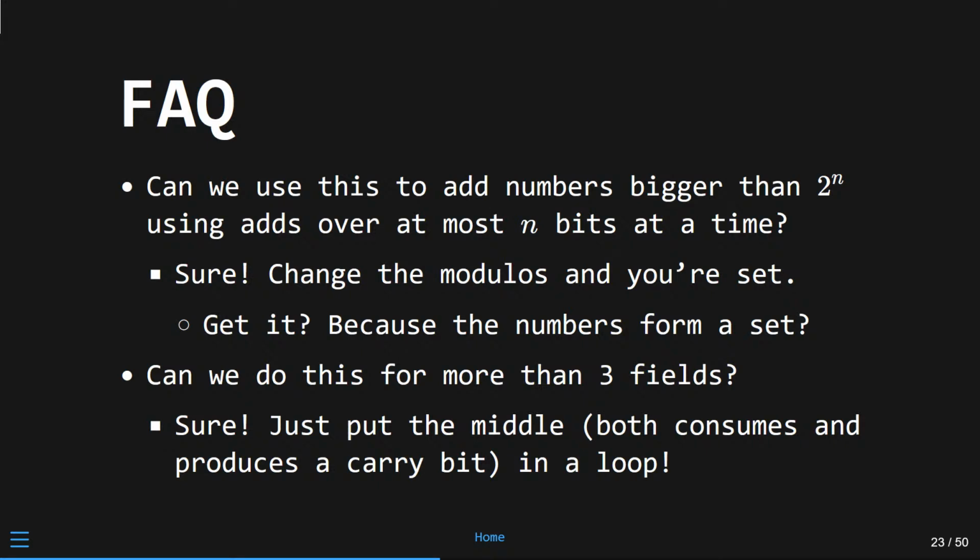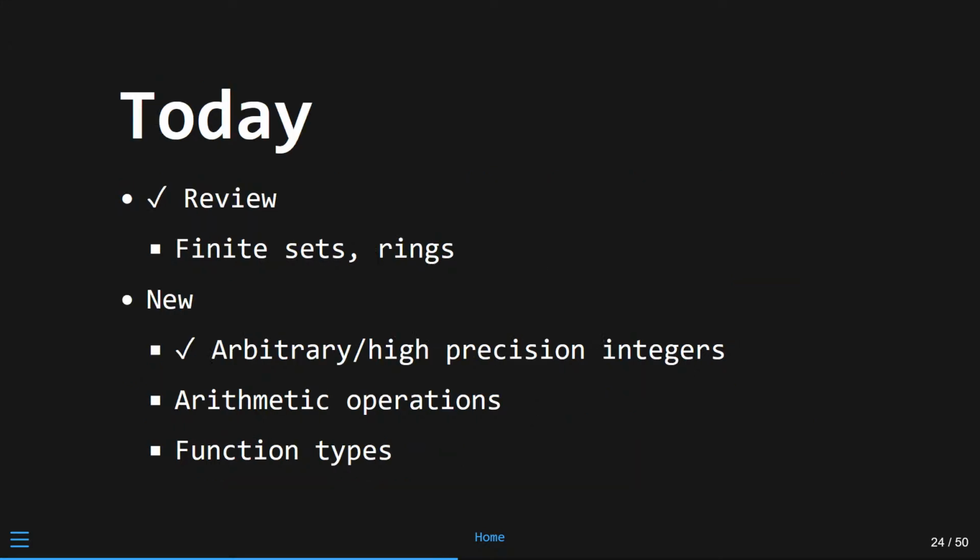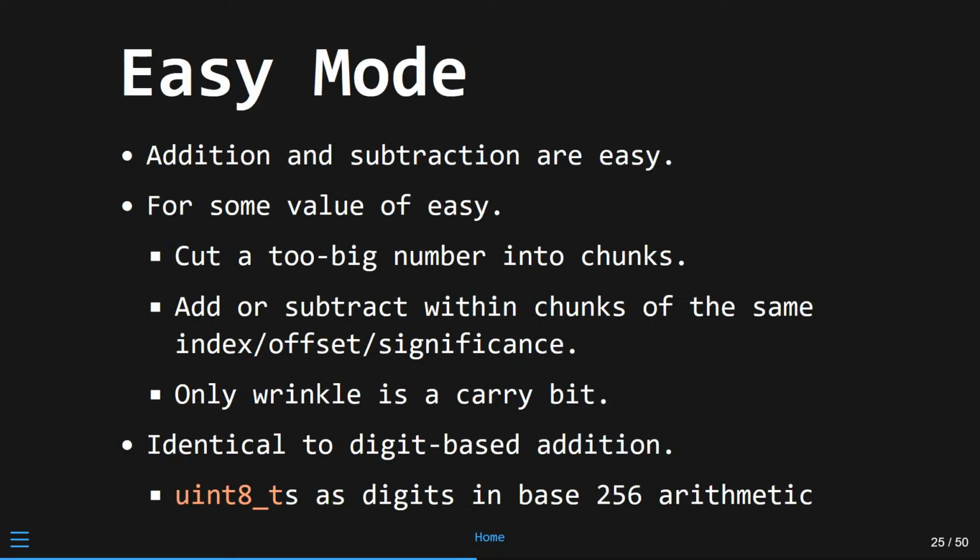Okay. FAQ. Can we use this to add numbers bigger than 2 to the n using adds over at most n bits at a time? Oh my gosh, you can. I think someone already asked that. See, that was the frequently asked questions. You now have big add. Sure, change the modulus in the set. Can you do this for more than 3 fields? Yes. Right. So once you've seen the carry bit, that generalized solution, my add and subtract have something in them called carry. And I think I return it at the end in case you have an overflow, this measure overflow. Easy. Okay.